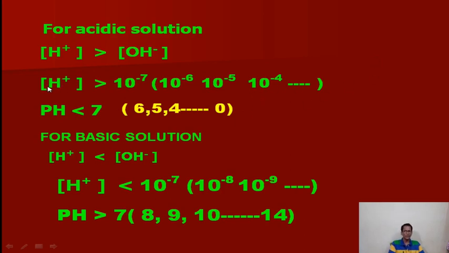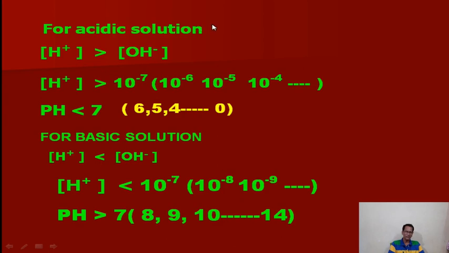That means the H plus ion concentration is 10 to the power minus 6, 10 to the power minus 5 for an acidic solution, because it is greater than 10 to the power minus 7. 10 to the power minus 6 is greater than 10 to the power minus 7, and 10 to the power minus 5 is also greater than 10 to the power minus 7. That's why if the solution is acidic, the H plus ion concentration will be 10 to the power minus 6 or maybe 10 to the power minus 5 or like this. If the concentration is 10 to the power minus 6, 10 to the power minus 5, 10 to the power minus 4, then pH will be less than 7, because 6, 5, 4 like this up to 0.